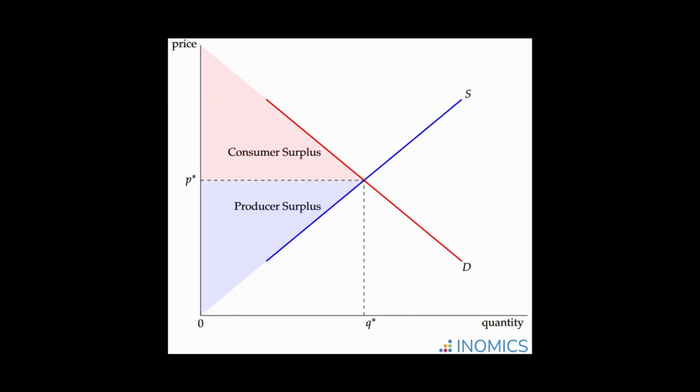consumer surplus. Looking at a simple supply and demand graph, consumer surplus is this triangle right here, between the demand curve and the market price. The bigger this area, the more benefit consumers get from the market.